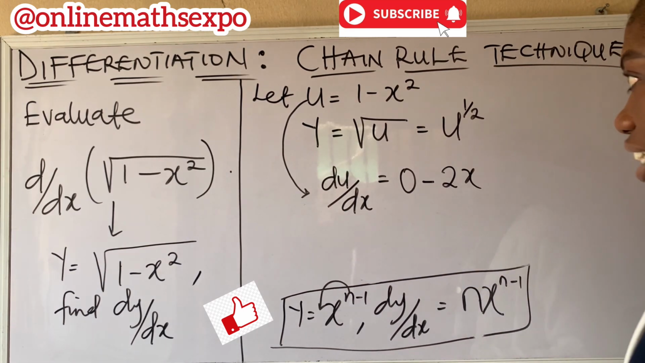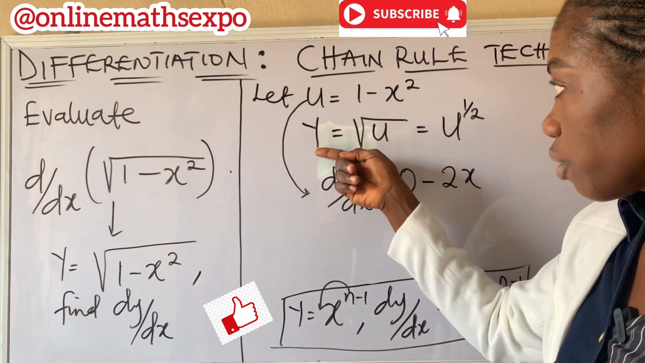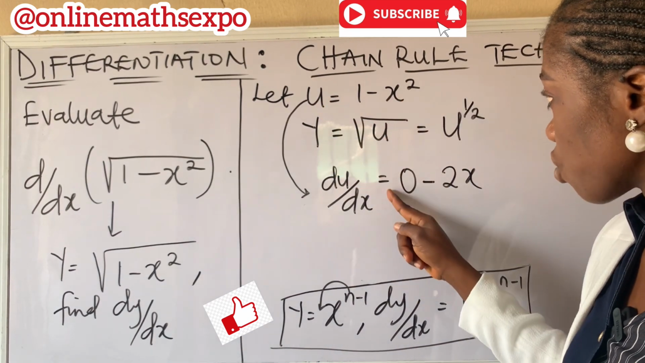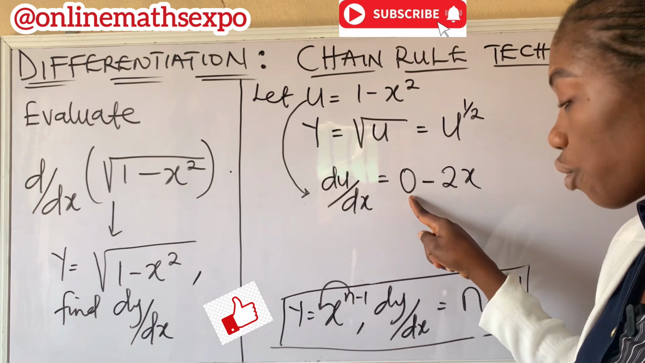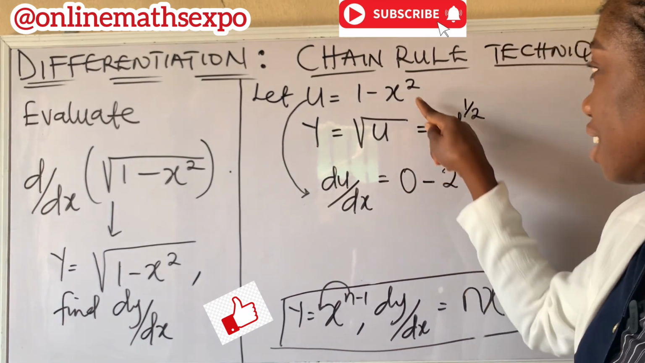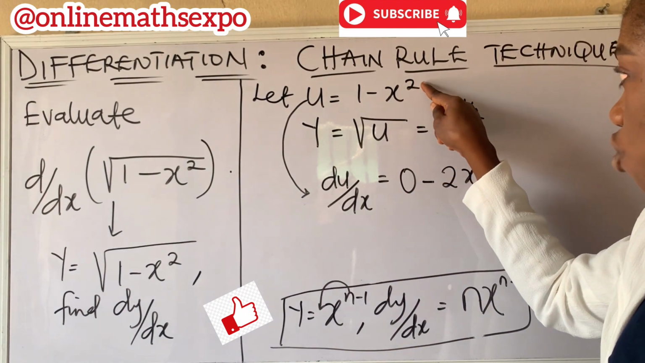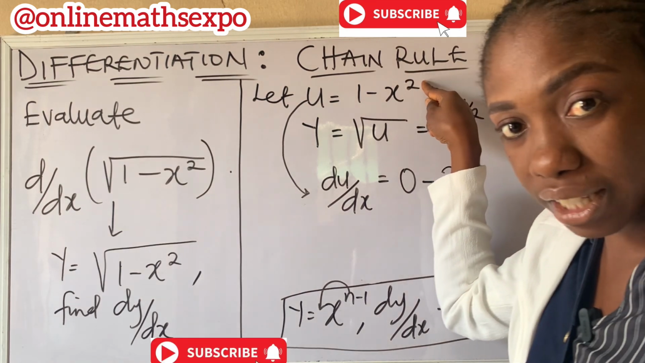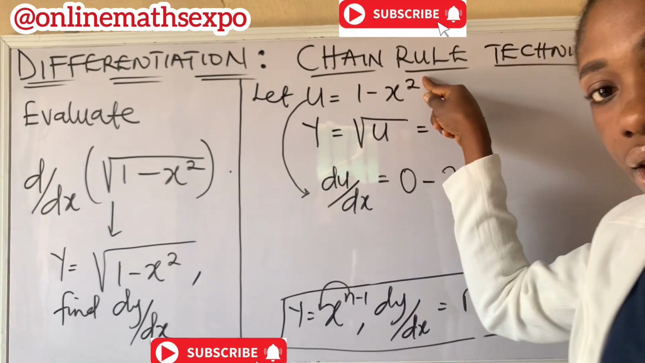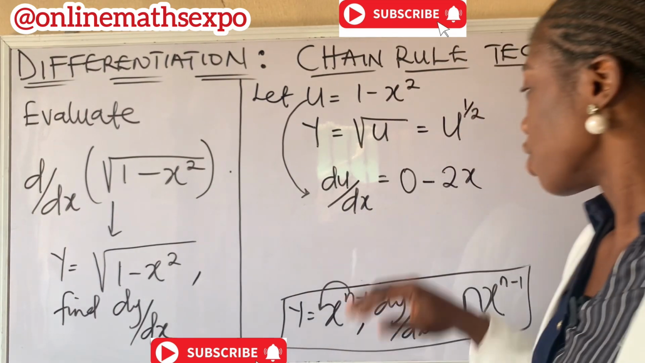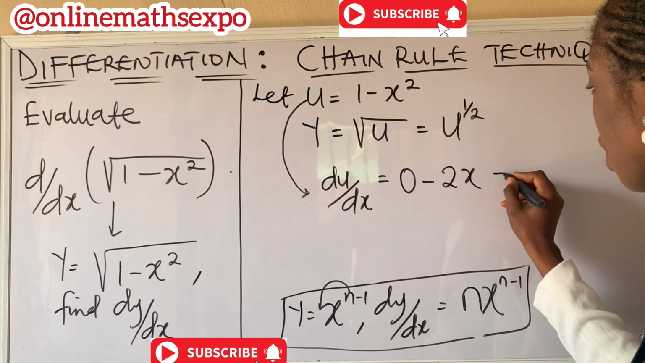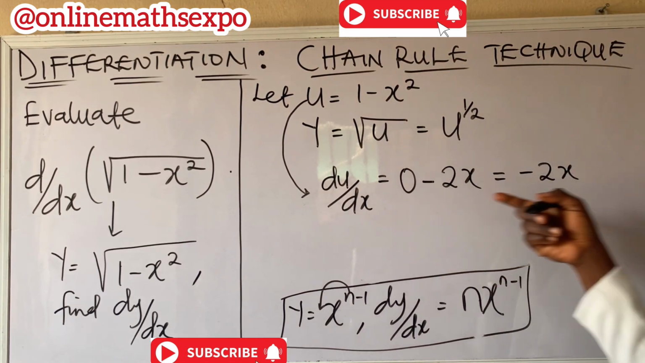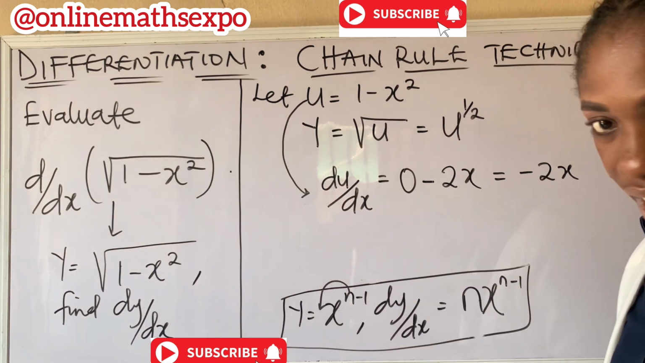Let's take it again. Having identified your u and y, differentiate u. If you differentiate u with respect to x, differentiating 1 is 0 because it's a constant. Then to differentiate x squared, use 2 to multiply. We have 2x. Take 1 from 2 is 1. And any variable to the power of 1 is that variable. Okay, so this is what we have. Then 0 minus 2x will give us negative 2x. So this becomes the value of du dx.